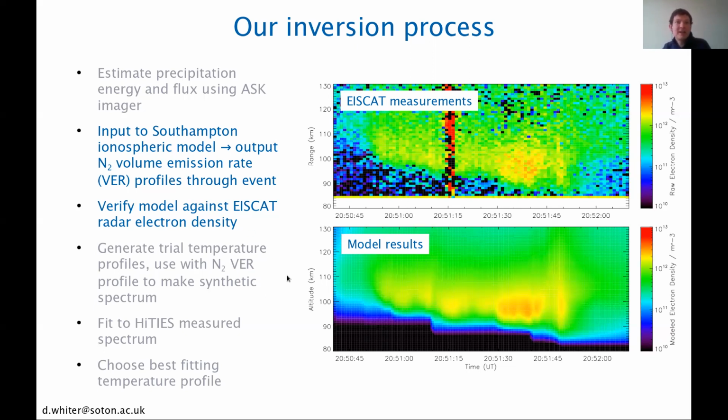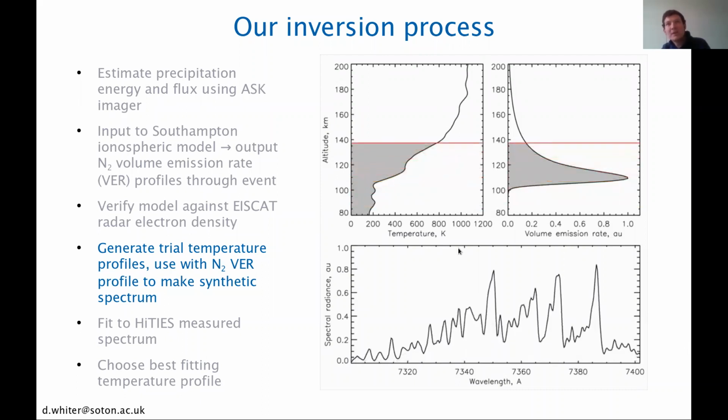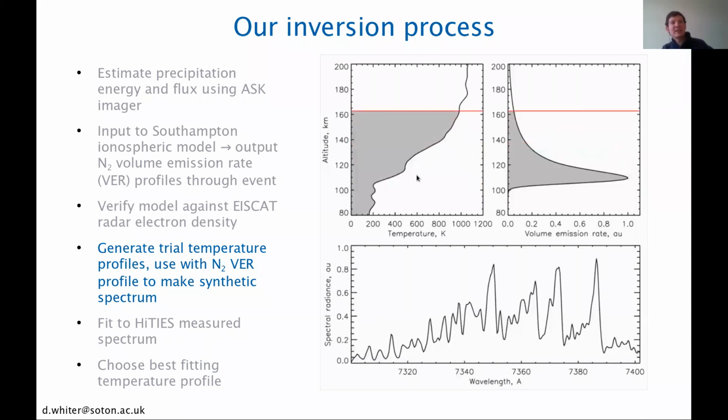Once we've got those N2 volume emission rate profiles, we combine those with trial neutral temperature profiles and make a synthetic spectrum which corresponds to that temperature profile instead of a single temperature. So here's a volume emission rate profile we got from the model, and here's just a test temperature profile. And what you just saw was it being integrated up in altitude. So we take the temperature at each altitude step, calculate the spectrum for that temperature, and then weight it according to the volume emission rate at that altitude, or the brightness at that altitude. Add them all together, or integrate up, and we get the spectrum, which is now for this temperature profile instead of just a single temperature.